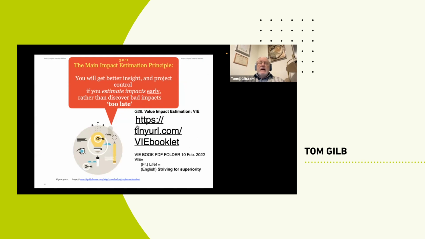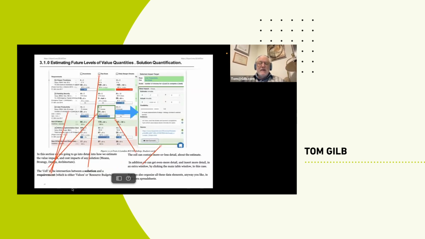Now, here is a free copy of the booklet on value impact estimation. And in English, to vie for something means striving for superiority. I like that. And of course, the French translation is life, value impact estimation tables.